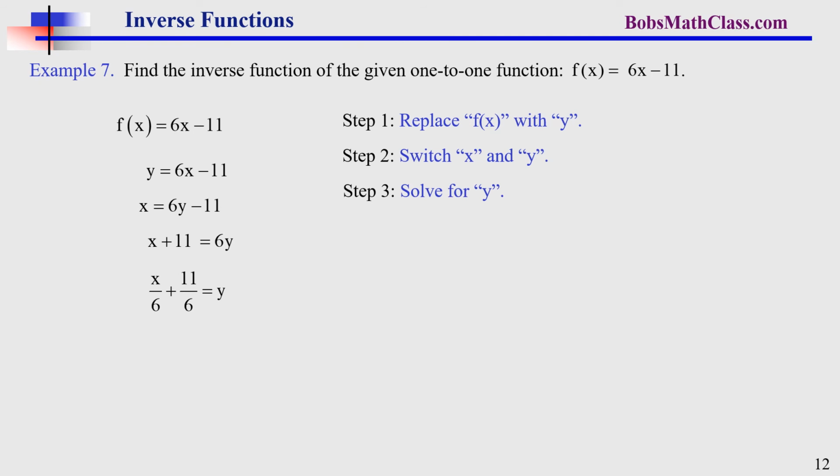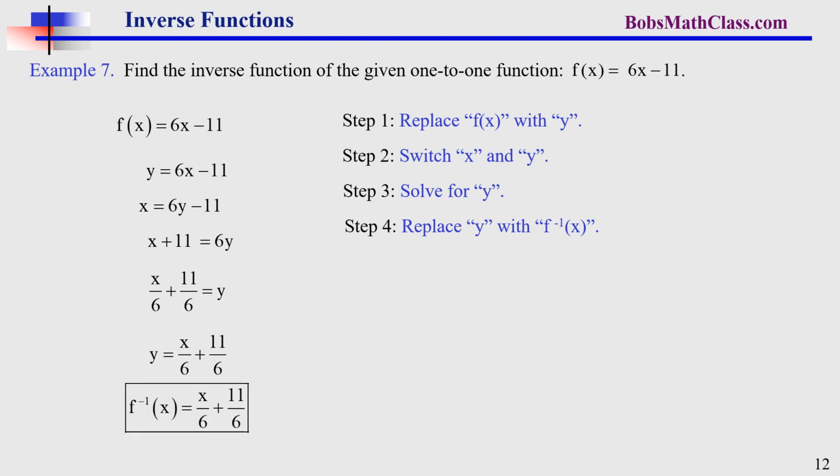So you get x over 6 plus 11 over 6. And then rewrite it: y equals x over 6 plus 11 over 6. You could also leave it as one single fraction, x plus 11 over 6. Last step is to replace y with f inverse of x. And we're all done. Again, the way I wrote the answer is x over 6 plus 11 over 6. If you wrote it x plus 11 all over 6, totally fine.